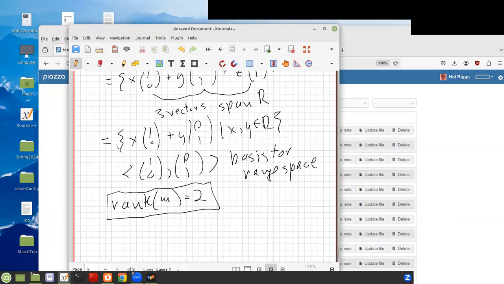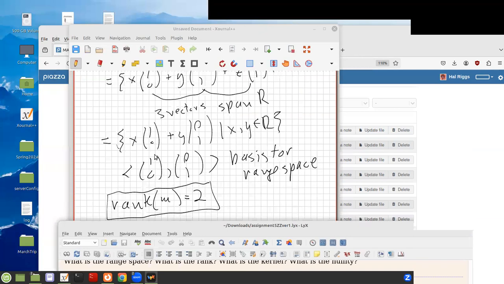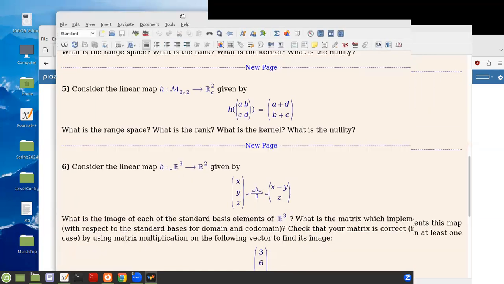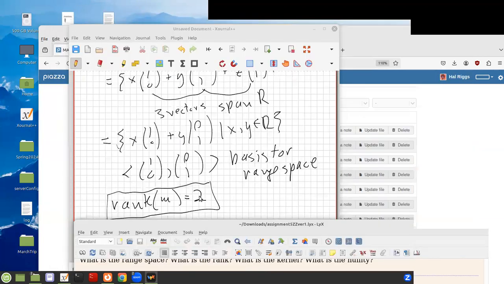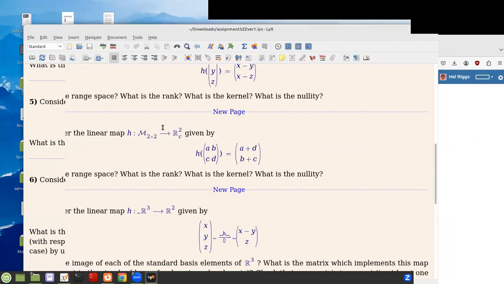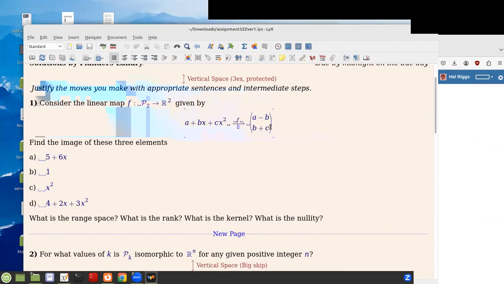And you can see that that is the first bit. What is the range space? What we mean by the range space is exhibiting it as a span of basis vectors. What is the rank? Well, the rank is 2. So what you'll do on this assignment is, like for this first one here, you'll take the set of all of these and write them as a span, and then decide whether they are linearly independent, get a basis, and you'll find the rank.